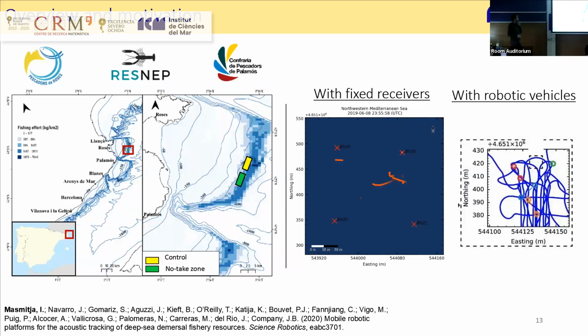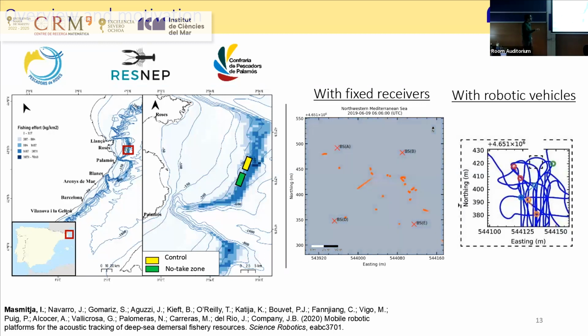We did some experiments with the ResNet project a few years ago, where we tried to track and localize Norway lobsters here in front of the Catalan coast, in a marine protected area in front of Roses, where we used both techniques. We deployed 4 receivers, so we could use the long baseline system in order to localize target species, but we also tried to localize the species using robotic platforms, in order to see how we could use robotic platforms to improve the tracking of the species that are tagged with these small acoustic devices.